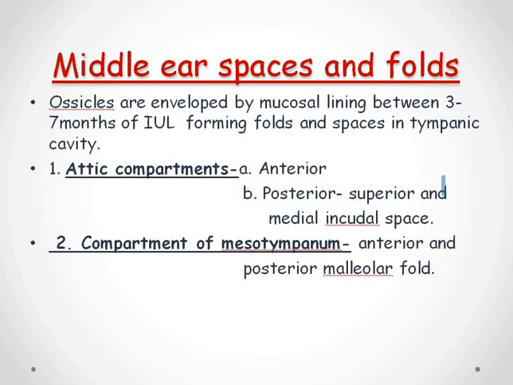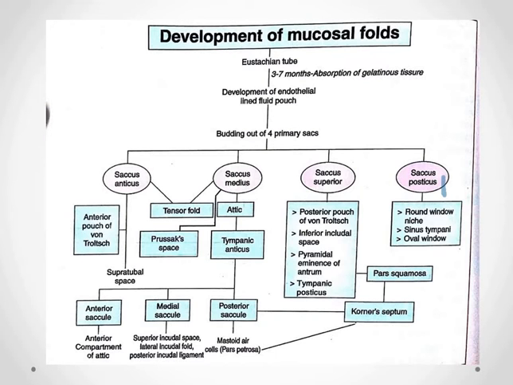The ossicles are enveloped by the mucosal lining between 3 to 7 months of intrauterine life, forming the folds and spaces in the tympanic cavity. In the attic compartments, there are the anterior and posterior superior and the medial incudal spaces. The compartment of the mesotympanum has the anterior and posterior malleolar folds. Now here is a diagram. You can see the development of the mucosal folds.